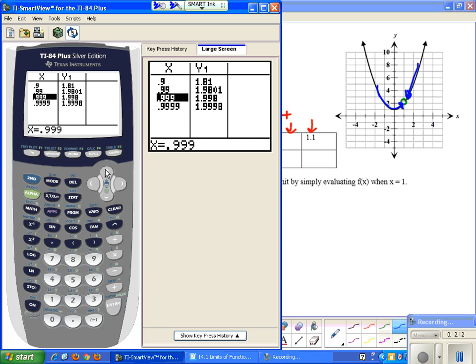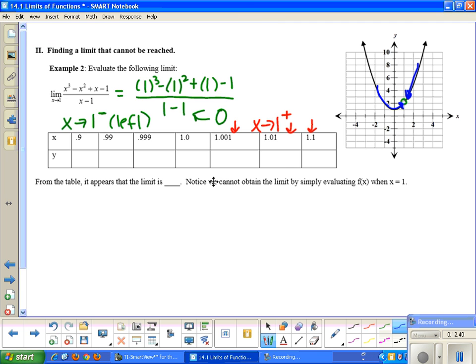So now let's go and do the other side. As I approach from the right side, so values above 1 but very close to 1, would be 1.1. But we can do even better than that. We can get even closer by doing 1.01, and we can get even closer by doing 1.001, and even closer would be 1.0001. And notice that these values are coming closer and closer to 2 from the other side of our graph.